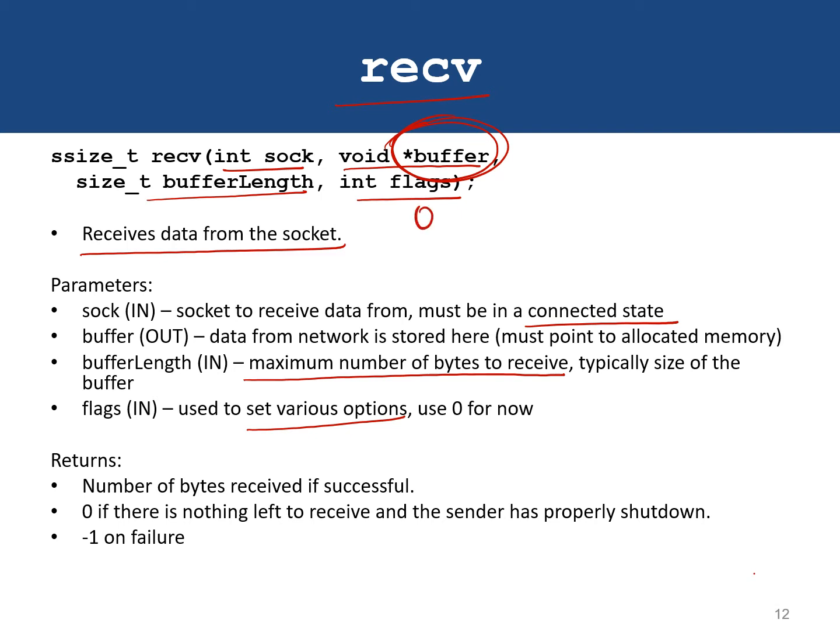Just like the send function, the return type of the receive function is also ssize_t, signed size type. If this receive function call succeeds, it returns the number of bytes that were successfully received from the socket. This receive function call will return a 0 if there is nothing else left to receive from the socket and the sender has properly shut down. Otherwise, if there was an error in receiving the message, the receive function call will return a -1.